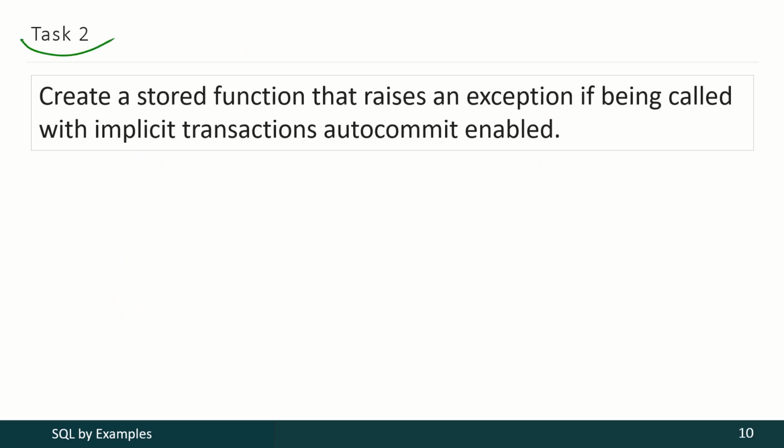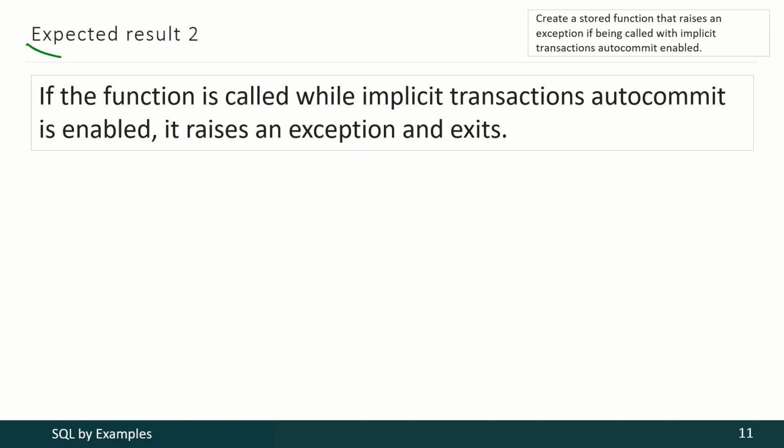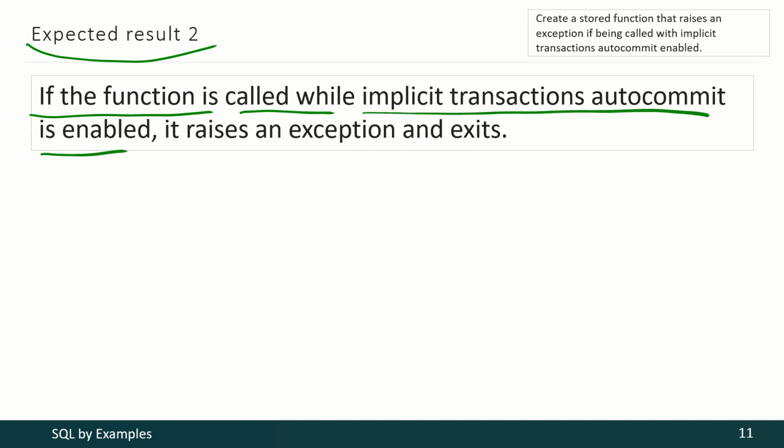In the second task, we have to create a stored function that raises an exception if being called with implicit transactions autocommit enabled. The expected result here is that if the function is called while implicit transactions autocommit is enabled, it raises an exception and exits.